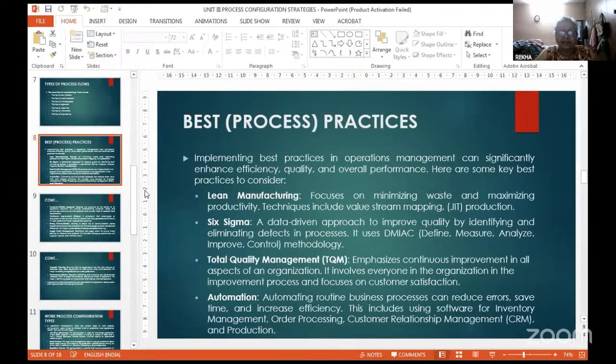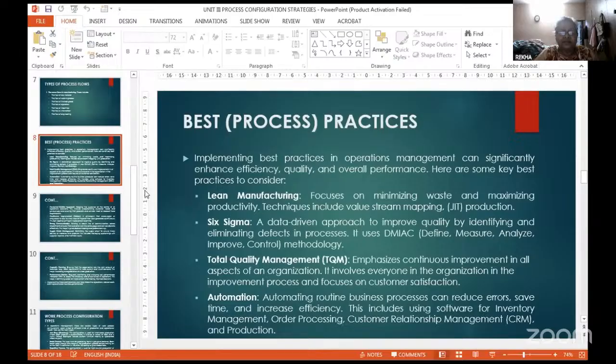The best practices, what are they? Implementing best practices in operations management can significantly enhance efficiency, quality, and overall performance. Here are some key best practices. Focus on minimizing waste, which includes value stream mapping and just-in-time production.